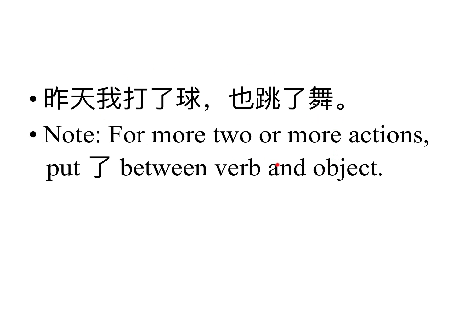This one is very important. You need to pay attention to it. Okay? Why do we put 了 right after the verb, not right after the object? That is because if you have two or more actions, we need to place 了 right after the verb. That means if you list several actions, you need to put 了 after the verb for each action.